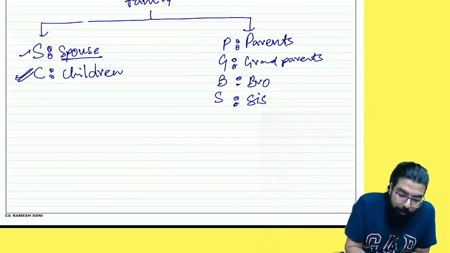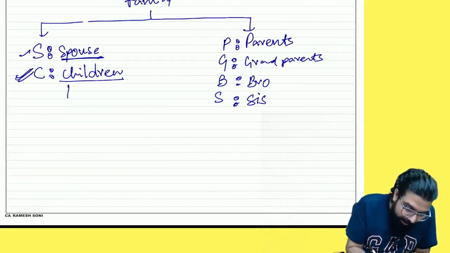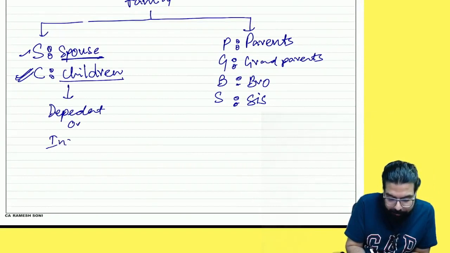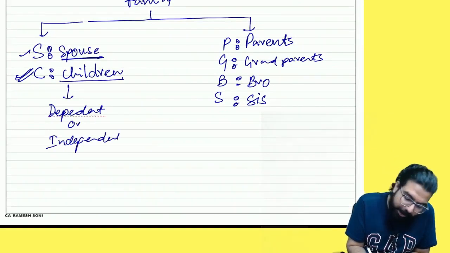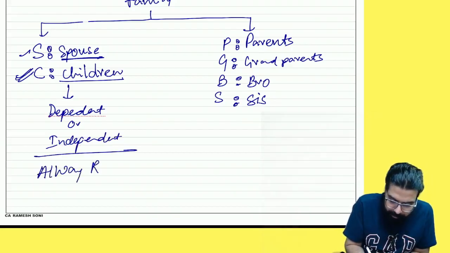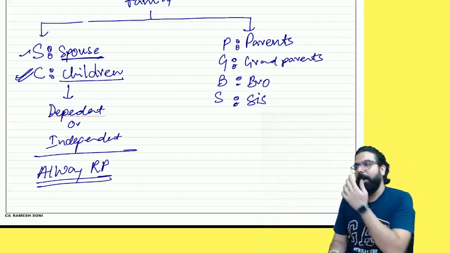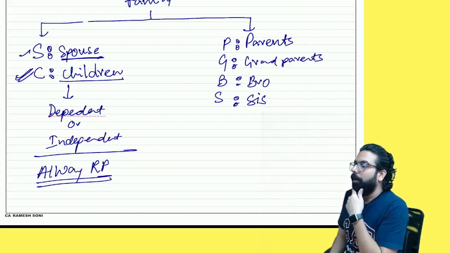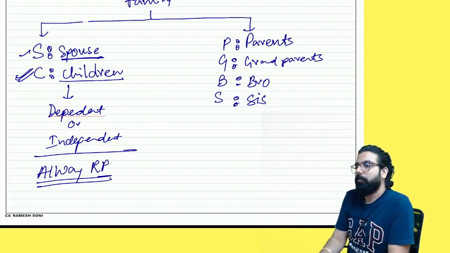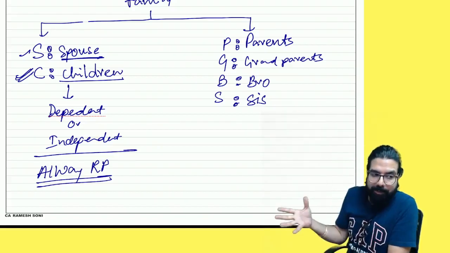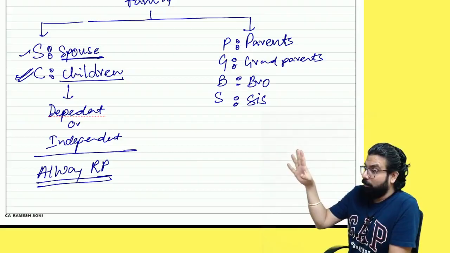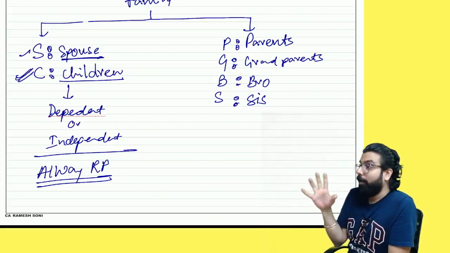Listen. My spouse and my children, whether they are dependent on me or independent, they are always related persons. I'll tell you an example. My son is a well-settled lawyer. My son, who is nine months now, is a well-settled lawyer. Okay?